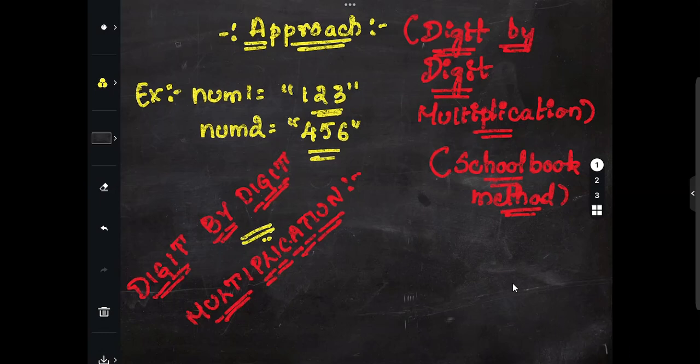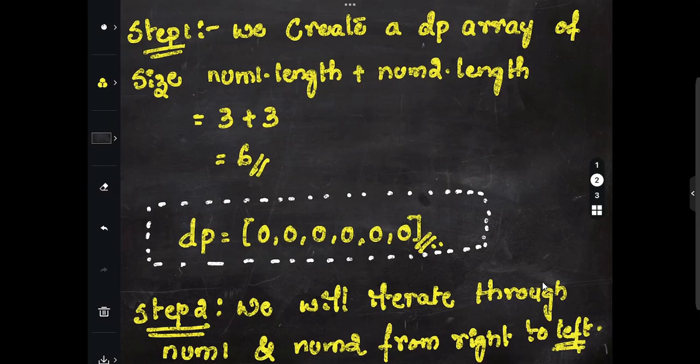Here we'll be going with digit by digit multiplication, also known as the school book method. Just keep this in mind. I have considered the second example from the question, 123 and 456, so that it will be easier to understand. Let's discuss this step by step.